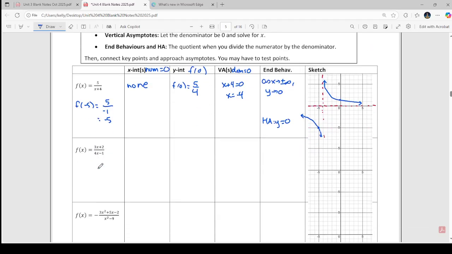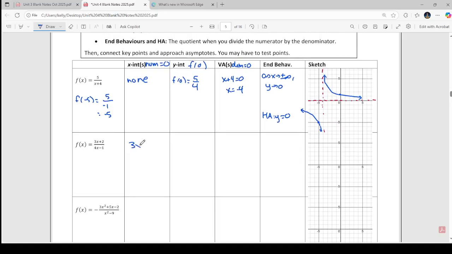So for the second one, to find the x-intercepts, consider when the numerator equals 0. So x is negative 2/3. For the y-intercept, plug in 0. So we'll have 2 over negative 1, or negative 2. For the vertical asymptote, when does the denominator equal 0? When x is a quarter. And for the end behavior, what happens when we divide 3x by 4x? We will end up with 3/4. So we have a horizontal asymptote at y equals 3/4.